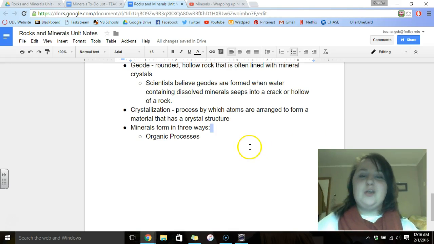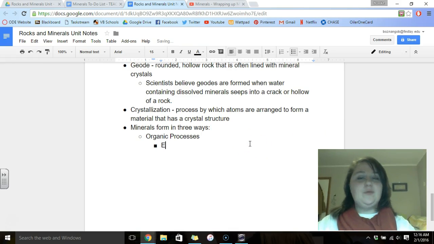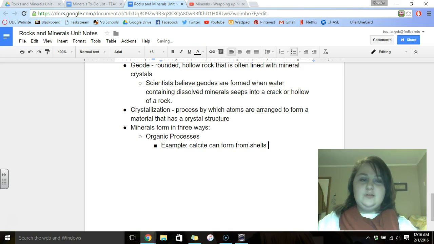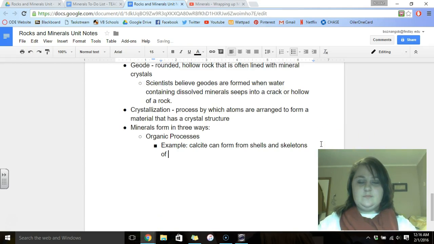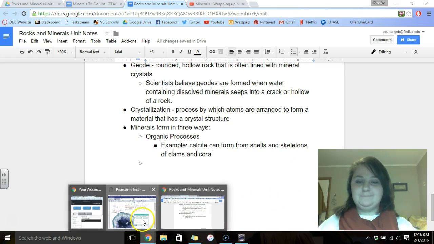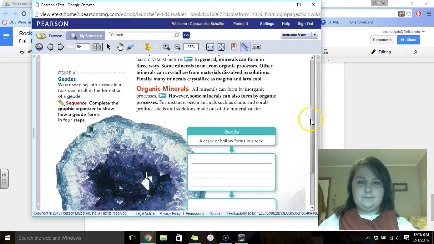So I'm going to make sure I put organic processes, and I'm going to put an example. Calcite can form from shells and skeletons of clams and coral. Just so I kind of have an idea. So let's go back.